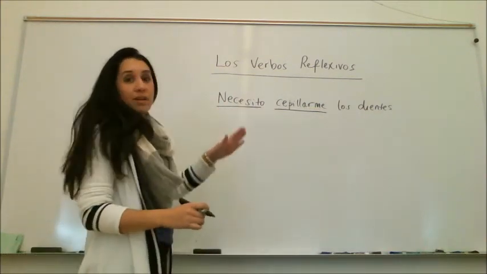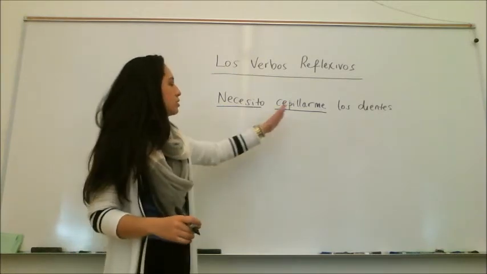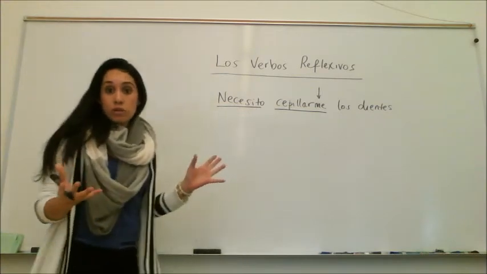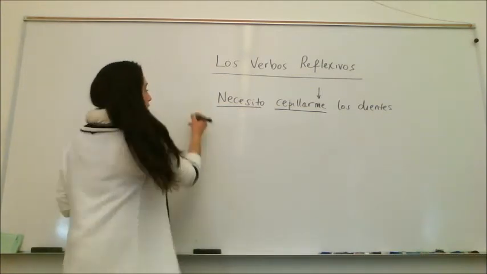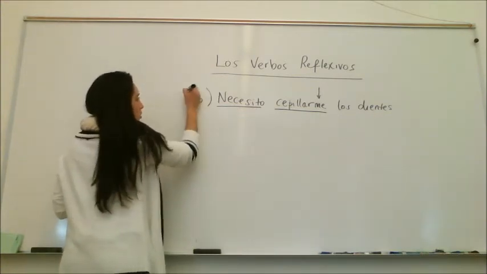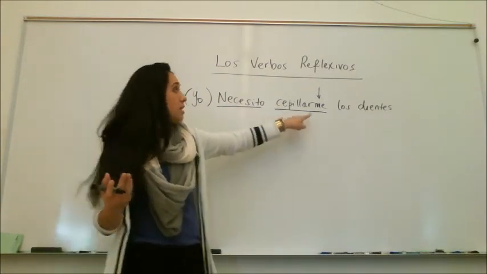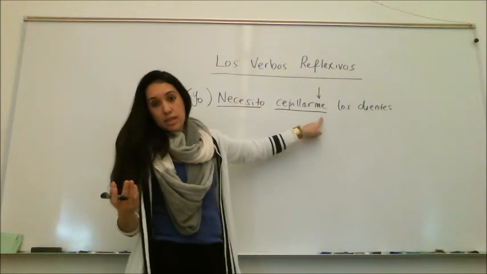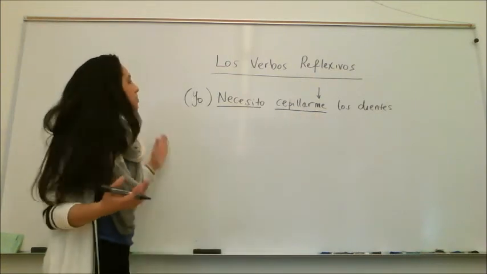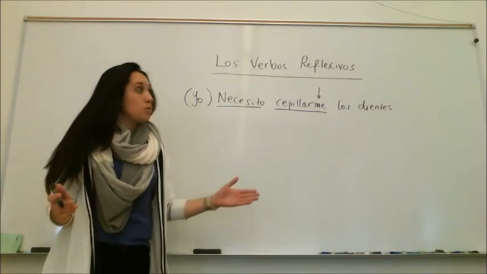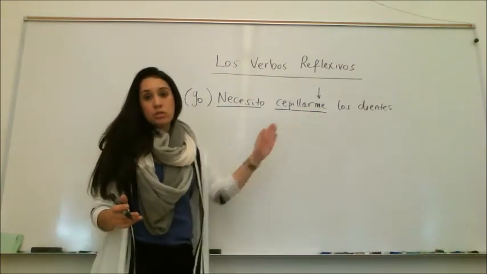All right, and you can have it both ways. You can have necesito cepillarme, adding the reflexive that corresponds with the subject. In this case, yo. Remember, you don't really need yo because necesito already indicates it's yo, and cepillarme already indicates it's yo. But you can have it if you want to. So, yo necesito cepillarme los dientes. I need to brush my teeth. You add in the reflexive according to the subject.